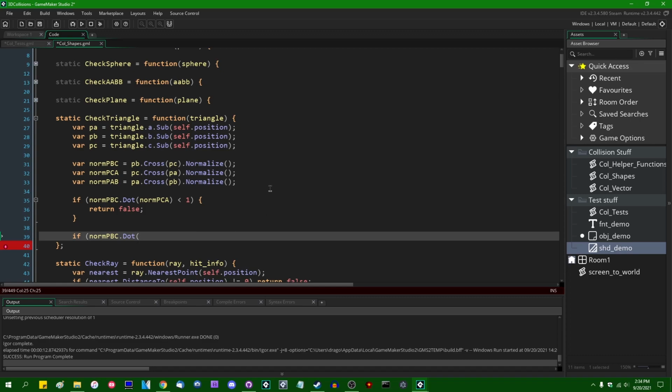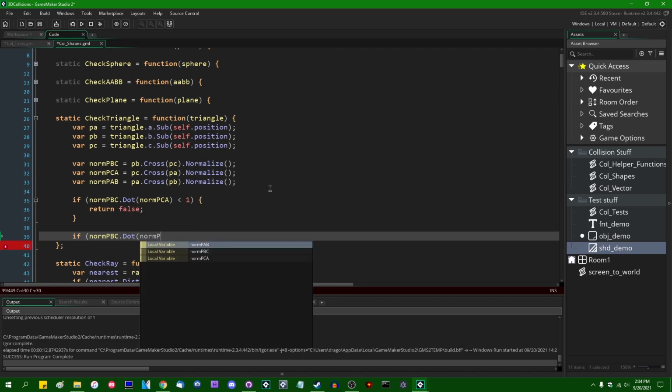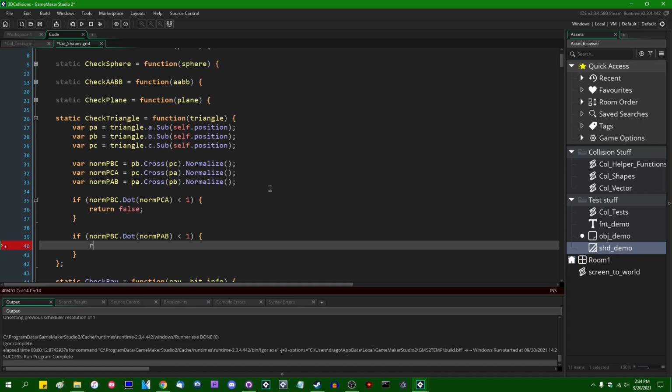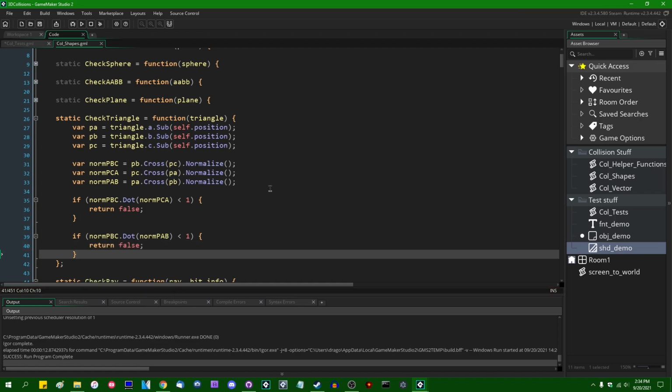GameMaker's just taking its time today. Dot norm PAB is less than one, same deal. Then we know that the point does not lie within the triangle.